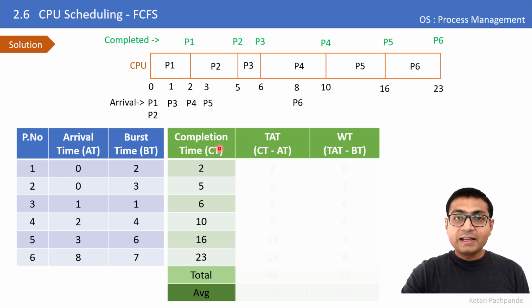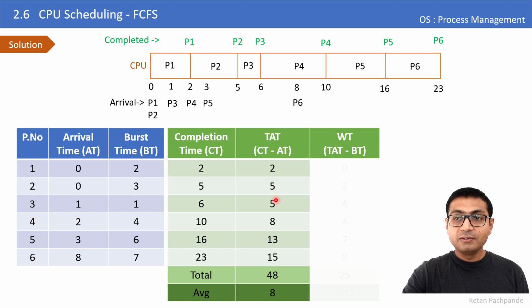With the completion time, I can calculate the turnaround time now. The formula for turnaround time is completion time minus arrival time. So 2 minus 0 will be 2, 5 minus 0 will be 5, and so on. So let me just show here 2, 5, 6, 5, 8, 13 and 15. How come it is 15? Let's check. 23 minus 8, which is nothing but 15. Just add all the turnaround times, the total is 48, and obviously 48 divided by 6, the average is 8 time units.